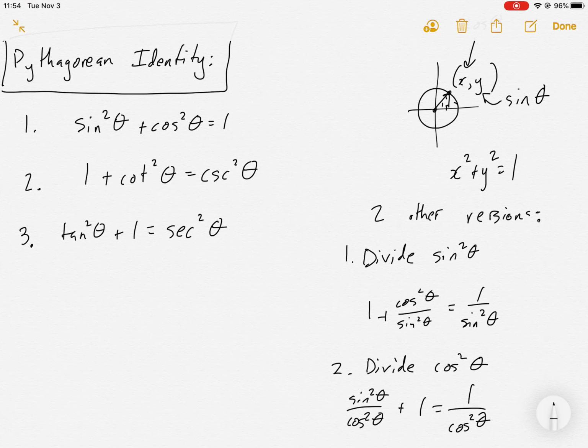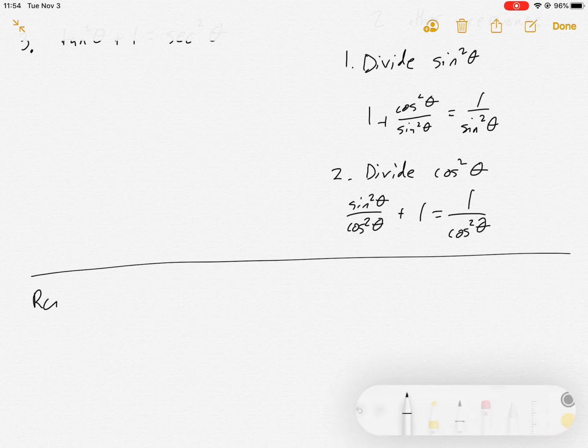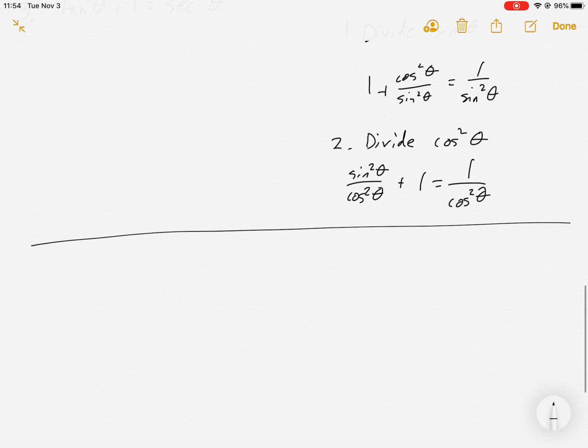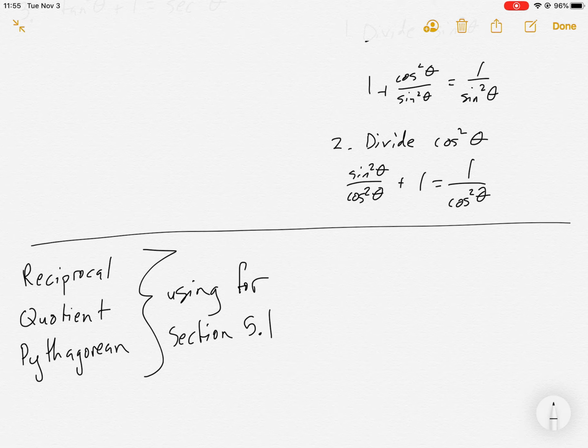Okay, so we now have our identities. Let's just write those down as kind of a summary. We have reciprocal identities. We have quotient. And then we have the Pythagorean. And so these are the ones that we'll be using in the next video. So make sure you have these easily referable so that you can kind of flip back and forth as we're doing problems.